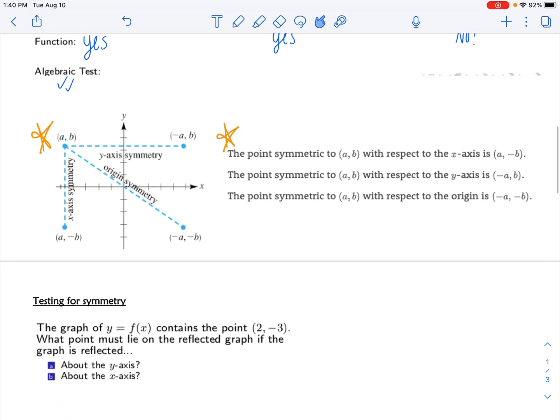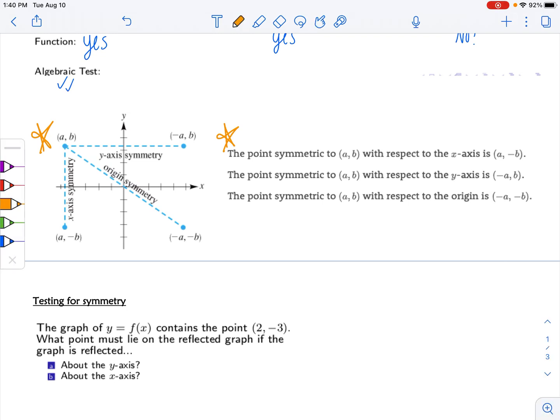So let's start doing some tests. The graph of y equals f of x contains the point 2, -3. What point must lie on the reflected graph if the graph is reflected first about the y-axis, then we'll go back and we'll reflect it over the x. So these are two separate problems.